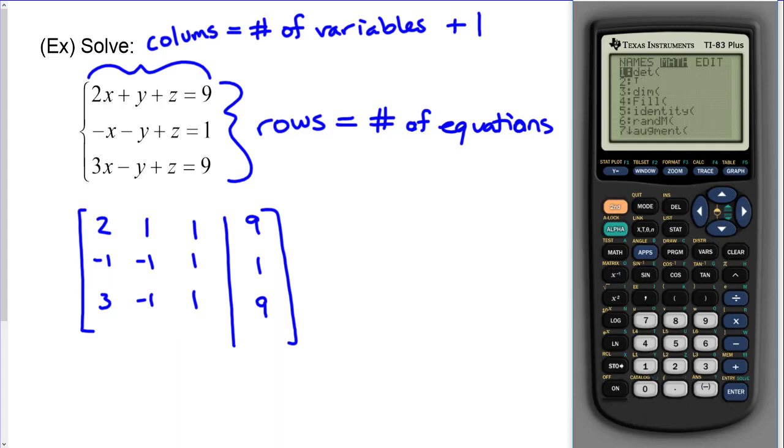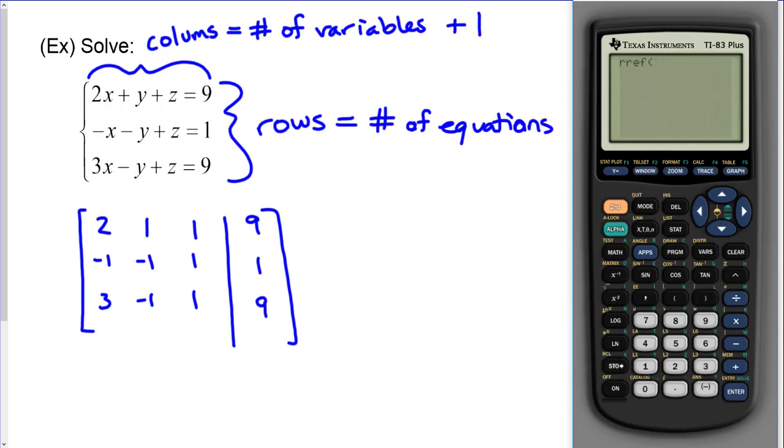Now I'll go back into the matrix menu, so second and x to the negative 1. This time I want to do some math with it. And this list is all the different types of mathematical operations you can do with your matrices. Options A and B are REF and RREF, which stands for reduced echelon form and row reduced echelon form. And as we just discussed, row reduced echelon form is the better option of the two.